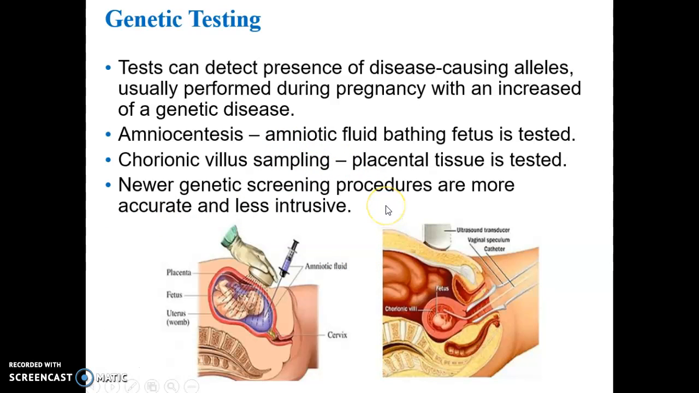There are newer genetic screenings available now that are actually more accurate and less intrusive, because there's always some danger of harming the embryo with amniocentesis and chorionic villus sampling. But the idea is to check the genetics of the baby, the fetus, and usually the sooner the better, so that the parents and the doctors have information about the potential harm that might come to the child based on certain genetic disorders or diseases, and then decisions can be made on healthcare and even terminating the pregnancy, depending on the genetic disorder.